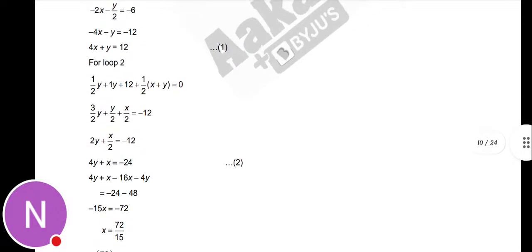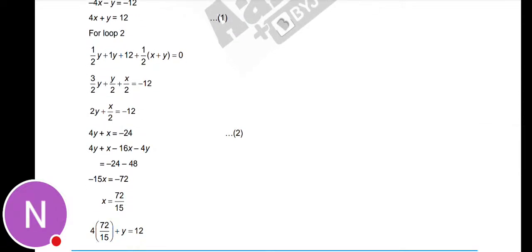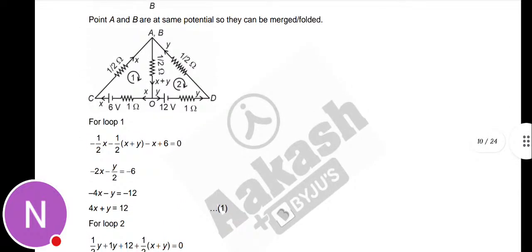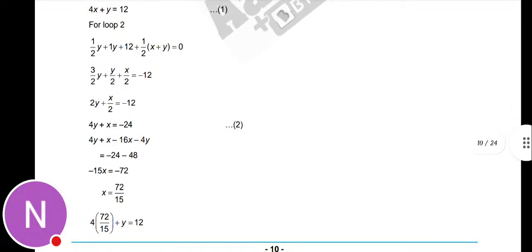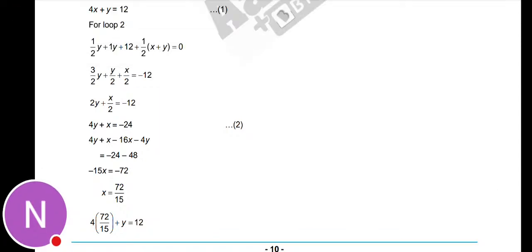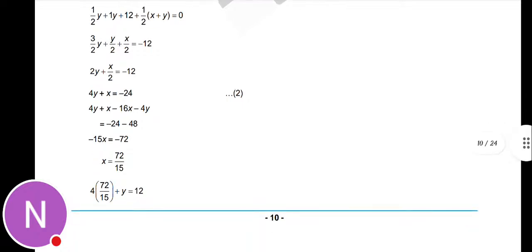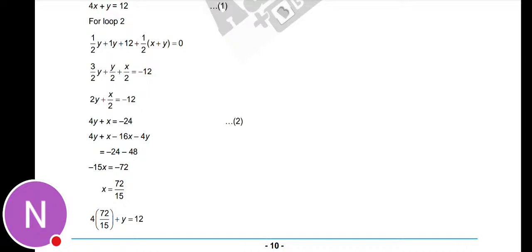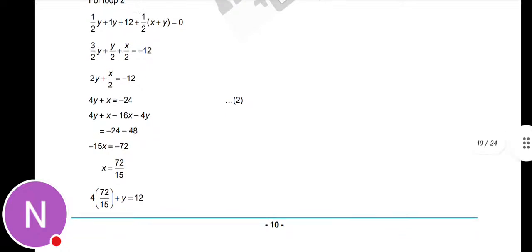For the second loop: 1 by 2 y plus 1 y plus 12 plus 1 by 2 into (x plus y). Here we simplify the values: 3 by 2 y plus y by 2 plus x by 2 is equal to minus 12. So 2y plus x by 2 is equal to minus 12, so 4y plus x is equal to minus 24. Then 4y plus x minus 16x minus 4y, therefore that is equal to minus 24 minus 48. So minus 15x is equal to minus 72, therefore x is equal to 72 by 15.